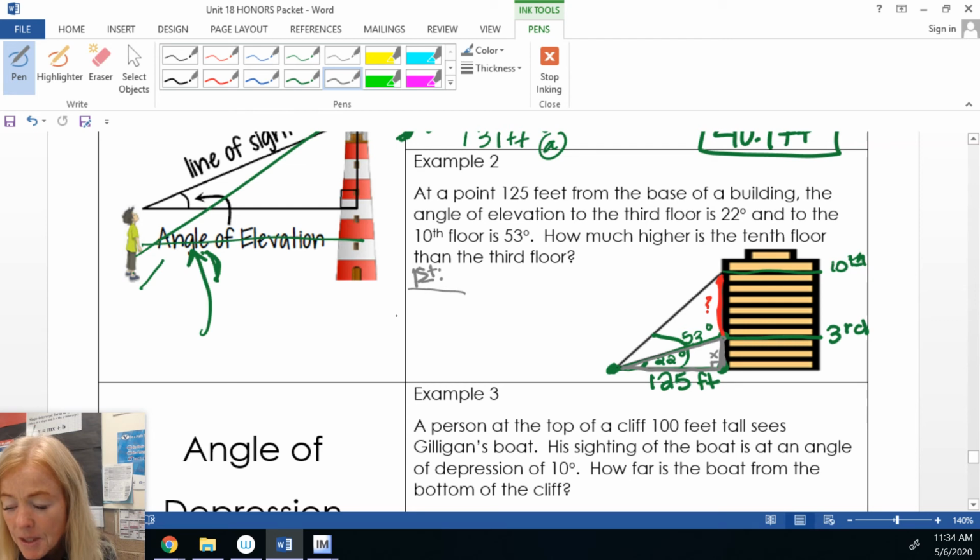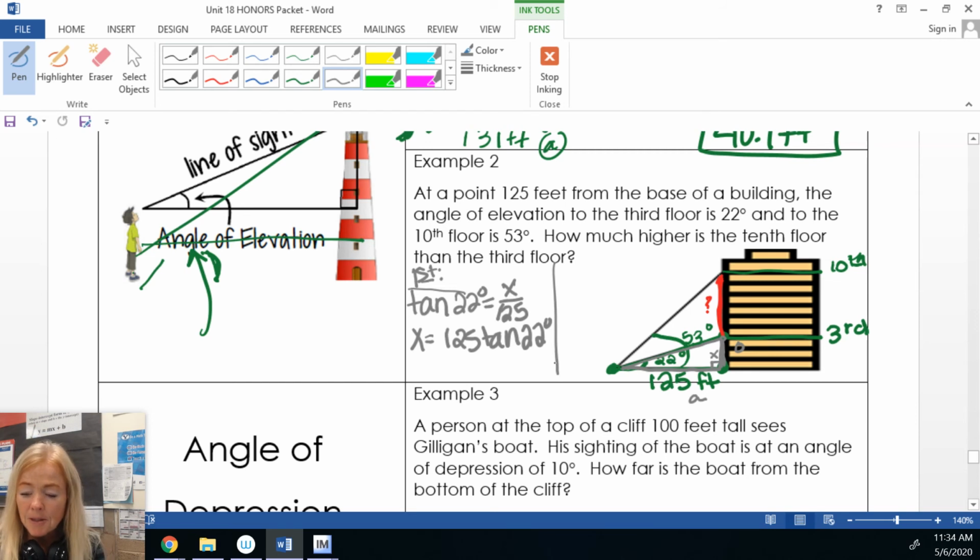We're going to use tangent because this is opposite and this is adjacent. Tangent of 22 degrees is equal to opposite x over adjacent 125. So x is equal to 125 tangent 22 once you solve. Once we've got that, that's going to be this amount right here.